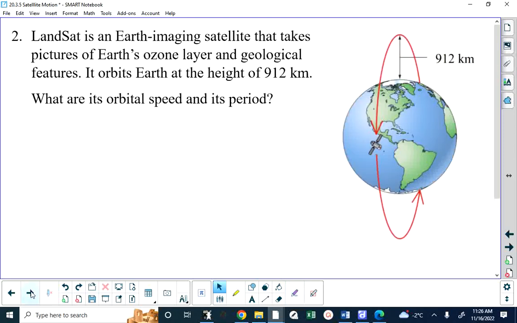All right. Landsat is an Earth imaging satellite, and it's got what's called a polar orbit. So the Earth is spinning like this.